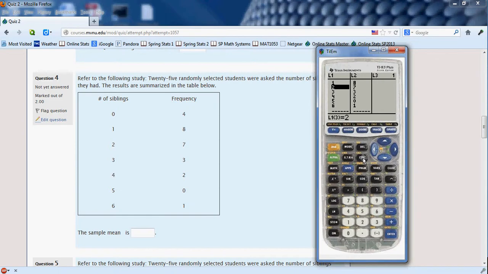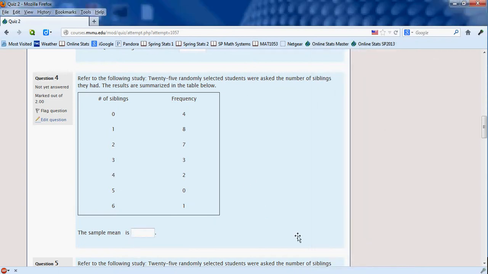Anyway, once you have that, press the stat button, go over to calc, press one variable statistics, and then you're going to choose list 1, which is second L1, and then comma list 2, because you have a frequency distribution here. And there it is. There's all the information you need. You have the average, the standard deviation of the sample, and the standard deviation if this is a population. If we scroll down, you get some other numbers that you care about, like the quartiles and the median. So let's just copy this into our quiz. 1.8 is the sample mean.